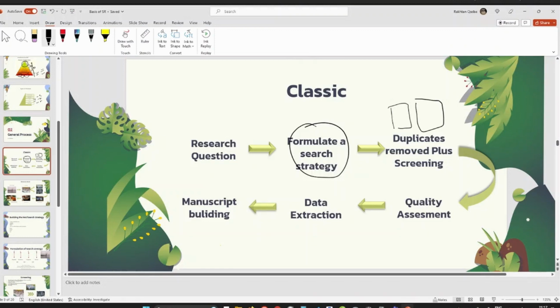After removing the duplicates, we will go through a screening process. We'll screen our papers, whatever papers we will have. We will have to see if they are answering our research question or not. We will get into each point in a bit. After that, we'll do the quality assessment of those papers. We will check the quality of each paper, extract whatever data we need from those papers, and write a manuscript.